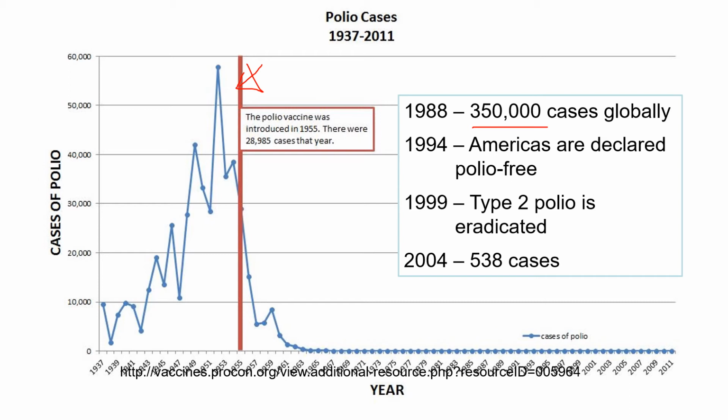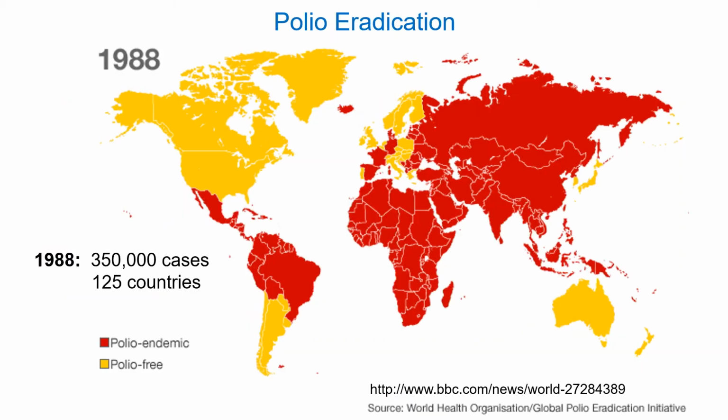Basically, we went from hundreds of thousands of cases a year to only hundreds of cases within 20 years: in 2004, 538 cases. So in 1988, this is what the world map of polio looked like. It was all over the world. A couple of places it had been eradicated: Canada, United States, a few European countries, Australia, and a couple South American countries.